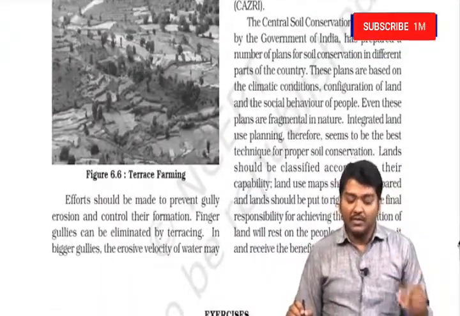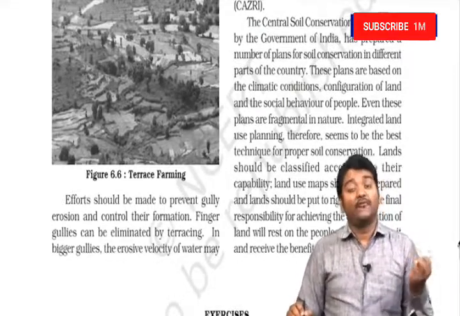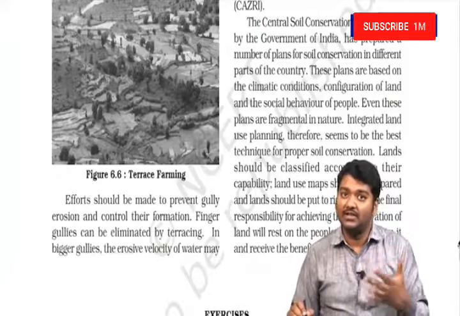Fine. So let's quickly move to the next chapter where we focus on disasters and what measures need to be taken with respect to that.